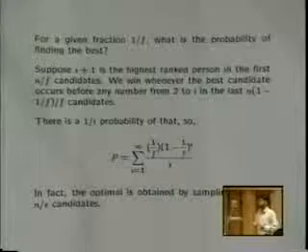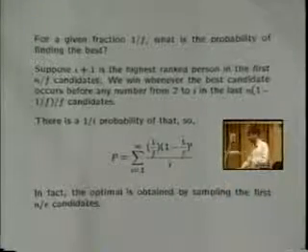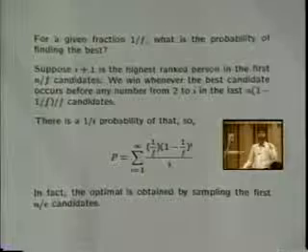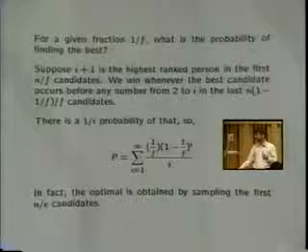Suppose instead of picking the first one, we sample out of our n people some fraction f. So we sample 1/f of the total candidates first. What's the probability of ending up with the best one?